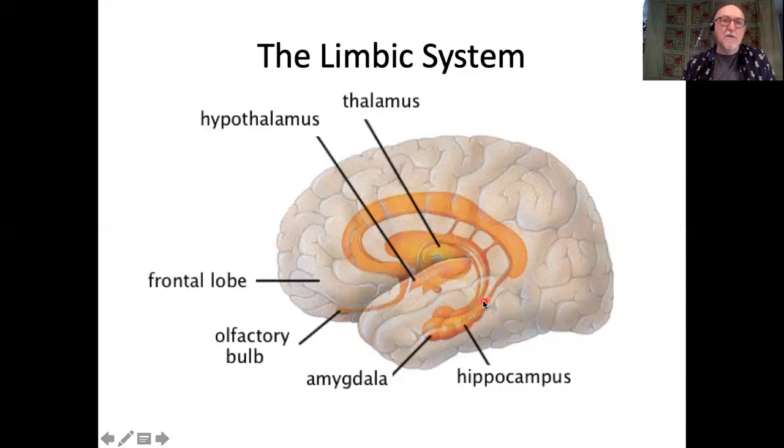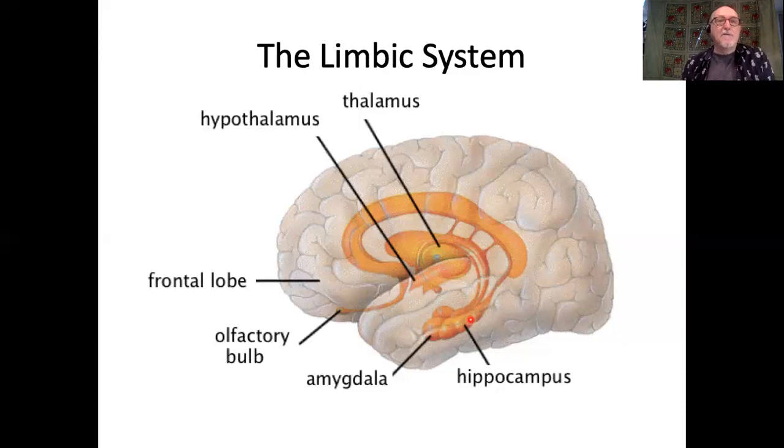These are very strongly associated with development of memory. The other part we want to keep our eye on is this here, called the thalamus, and then below it, an area called the hypothalamus. Hypo below, thalamus above. So that's thalamus, hypothalamus, and then just remember amygdala and hippocampus.